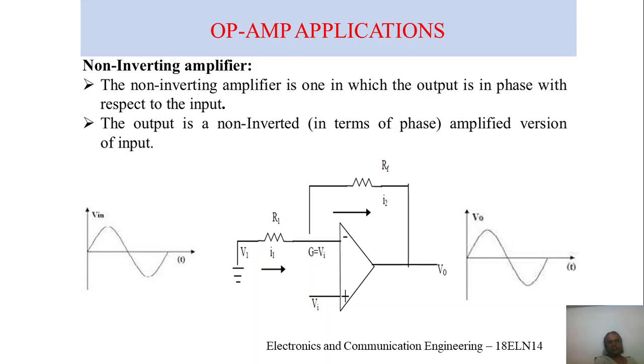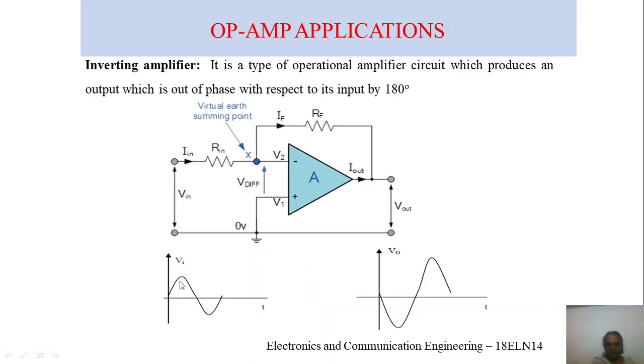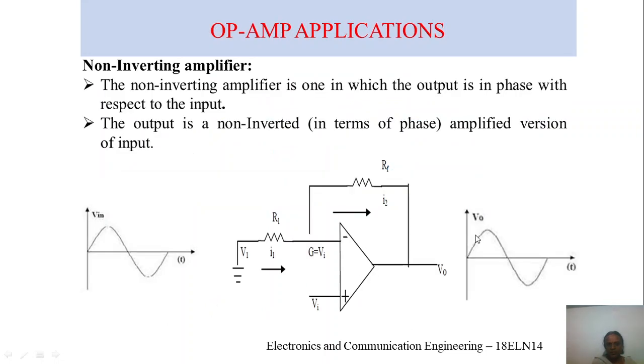Okay, next, coming to another type of application, that is the non-inverting amplifier. The non-inverting amplifier is just the opposite of the inverting amplifier. It means the output is in phase. See here, in the inverting amplifier, the output is inverted with respect to the input, but here the output is the same as your input. So this is called the inverting, and this line should be joined here.